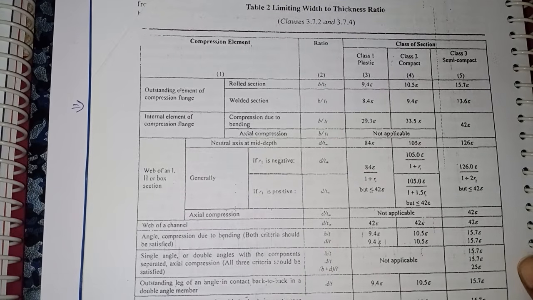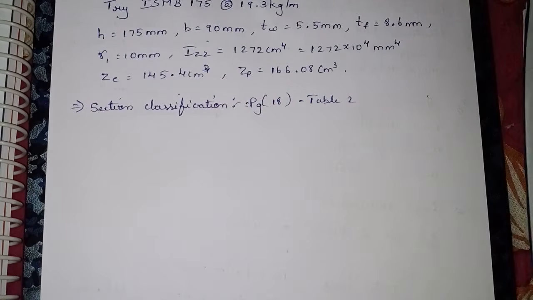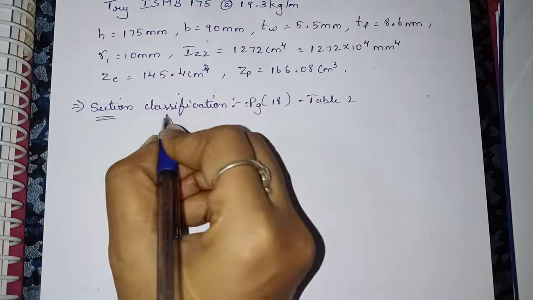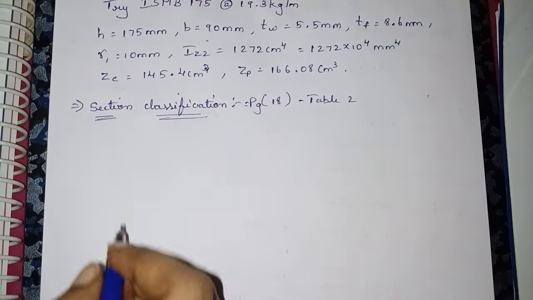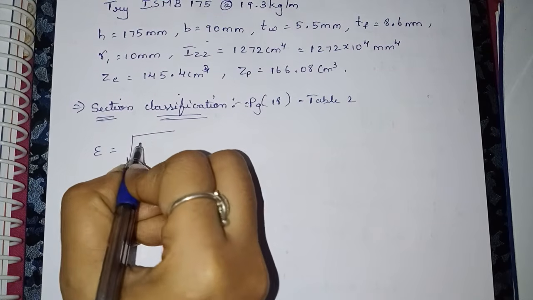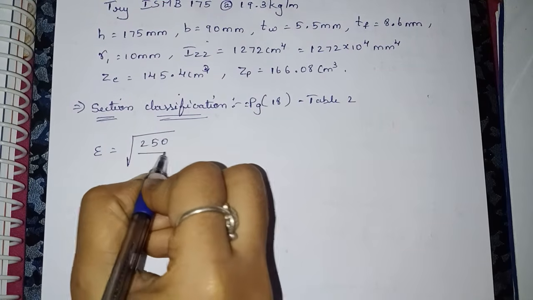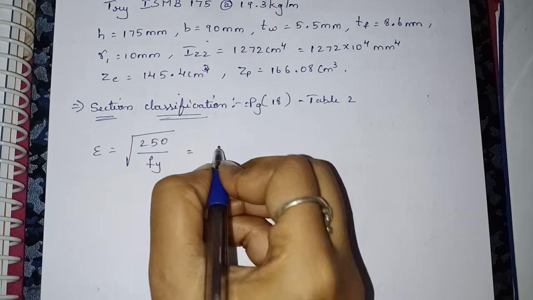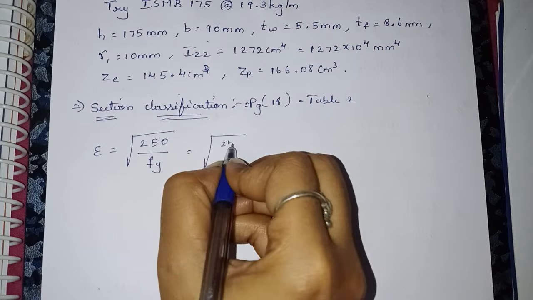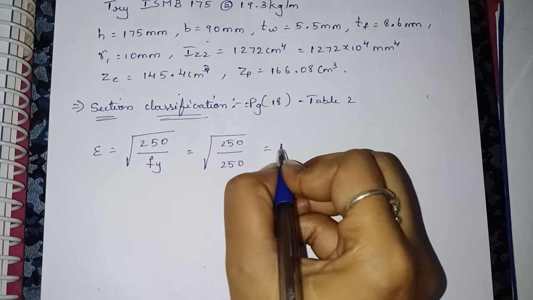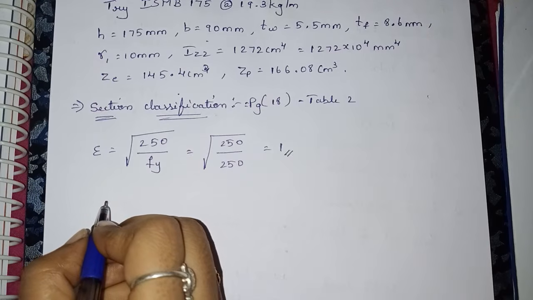Am I clear? So now we'll design this. Now I'll tell you how to design it. So, classification of the section. First we will find out what epsilon is. Epsilon is nothing but, you are already familiar with this, the square root of 250 divided by Fy. Fy value is 250, so that is equal to 1. So epsilon is 1 here.